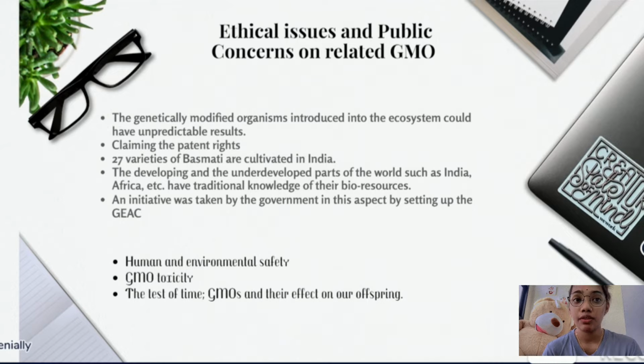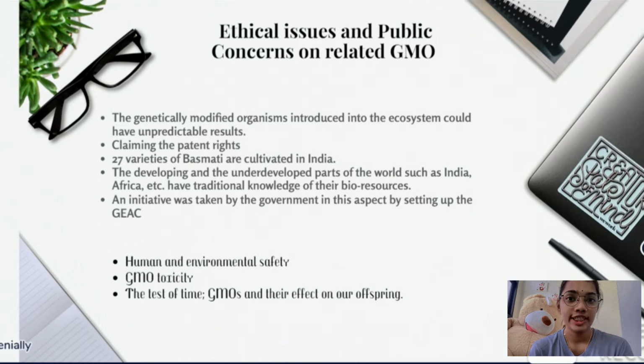Next, developing and undeveloped parts of the world such as India, Africa, etc., have traditional knowledge of their bioresources. On the contrary, the industrially developed nations have poor biodiversity, hence laws should be made by developing nations to prevent exploitation of their resources. An initiative was taken by the government in this aspect by setting up the GEAC, which stands for Genetic Engineering Approval Committee, under the Environmental Protection Act 1986. This body makes laws and rules for the creation, use, import, export, and storage of genetically modified organisms.